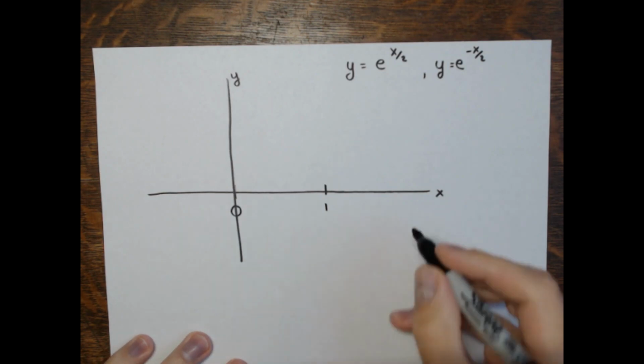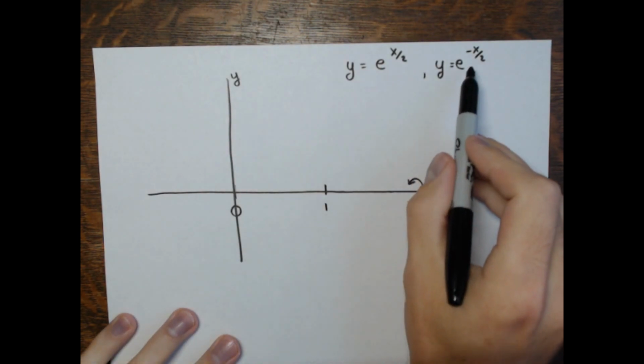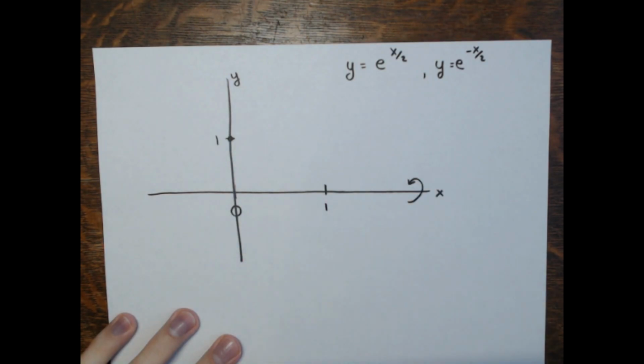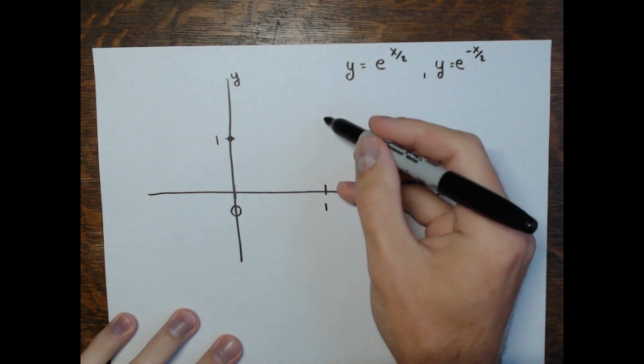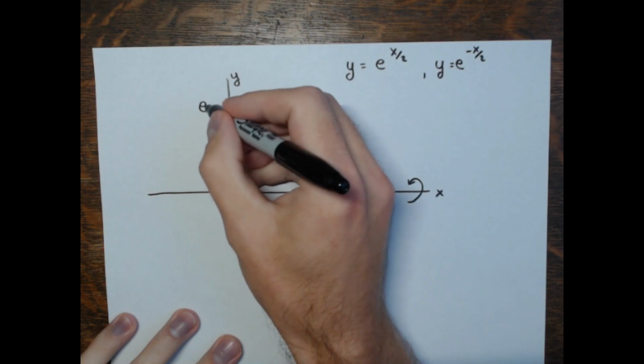All right, and then we're rotating around the x-axis after we're done. Right, I'll put that little loop there. So for both of these, you have the point (0, 1), when e to the 0 is 1. But then e to the half, square root of e, would be bigger than 1.